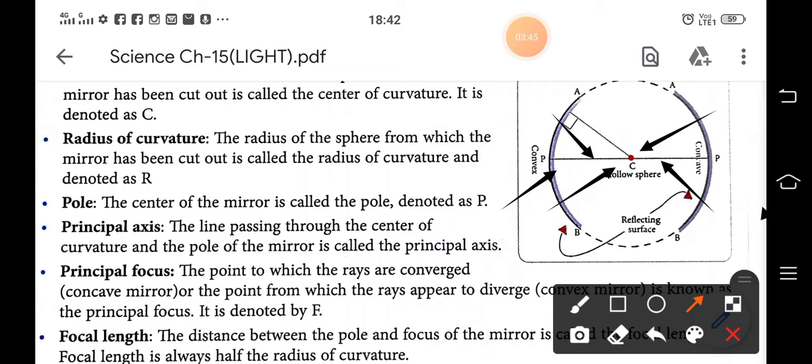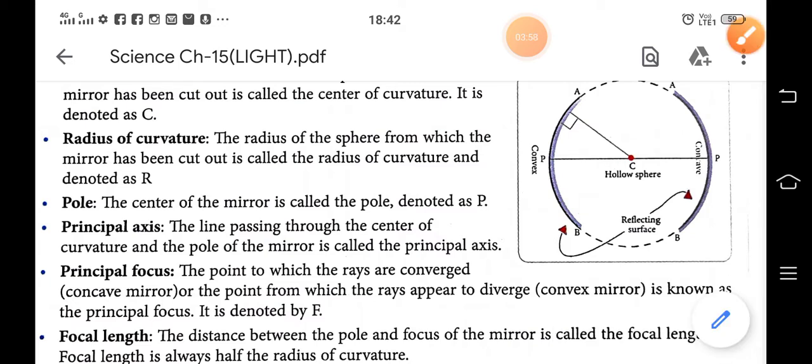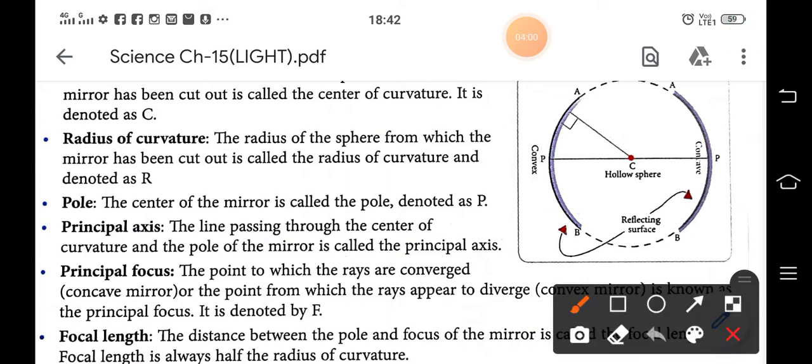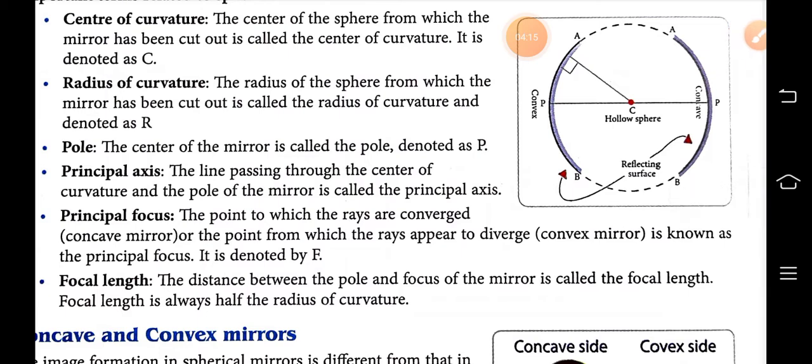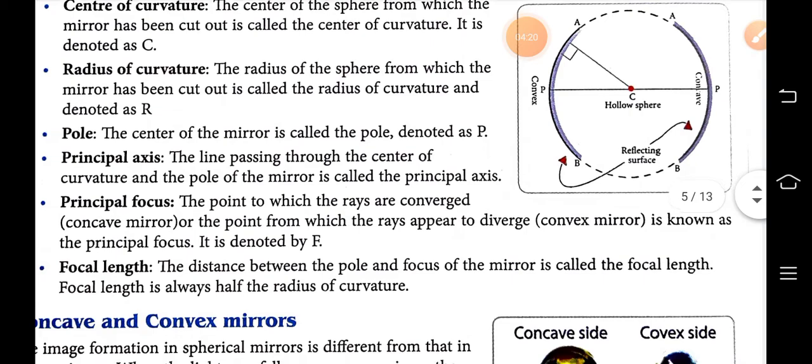And the focal length: the distance between the pole and the focus of the mirror is known as the focal length. This line from the pole to the focus is known as the focal length. These are some terms related to spherical mirrors which you have to learn.